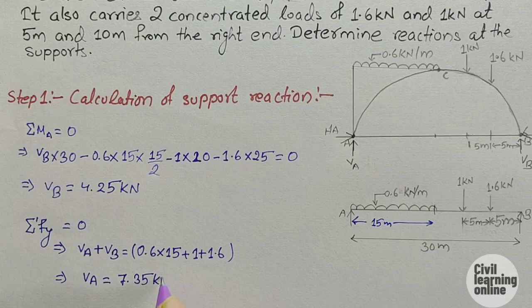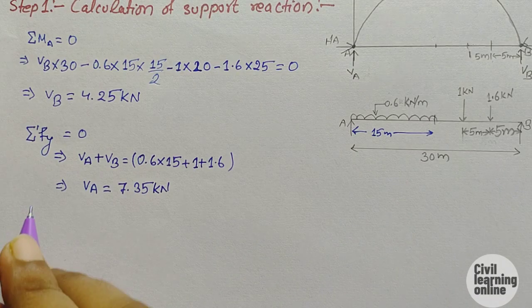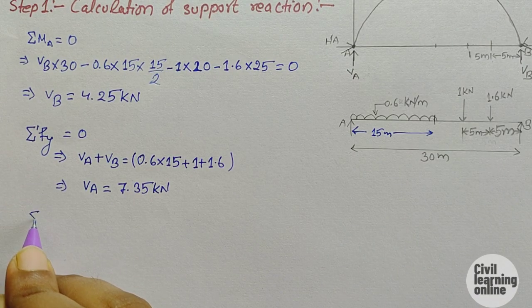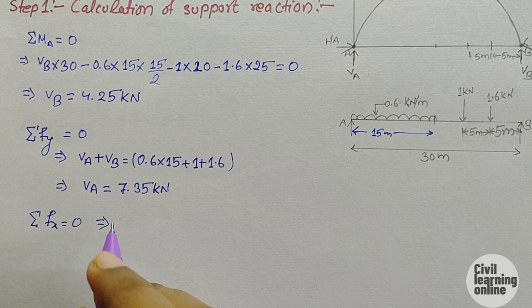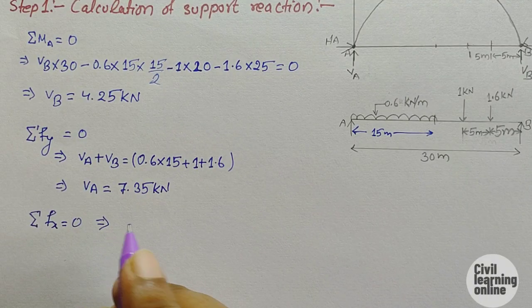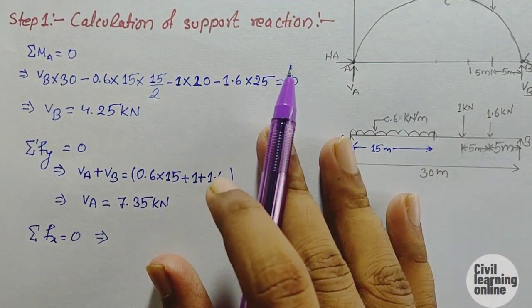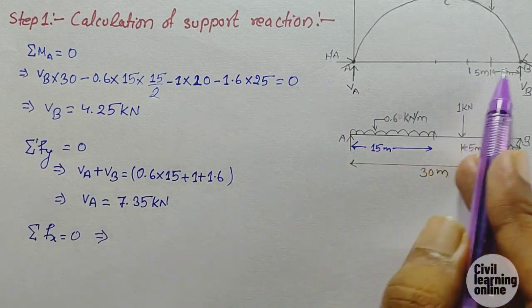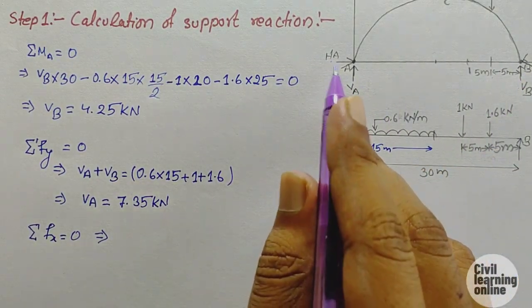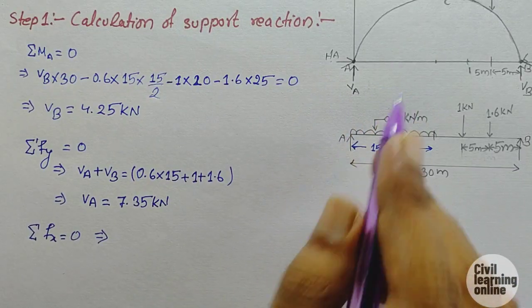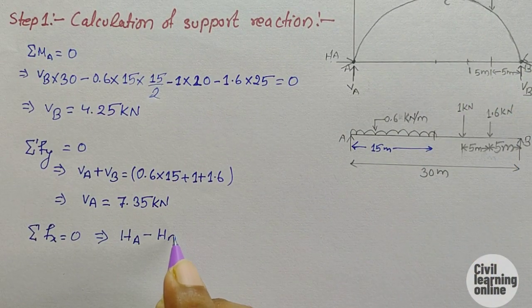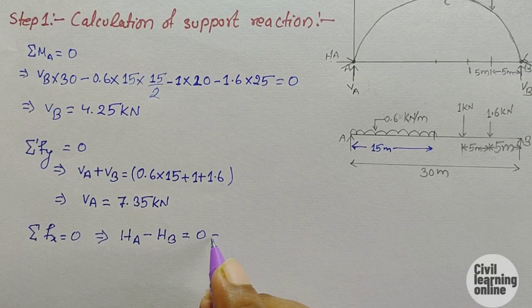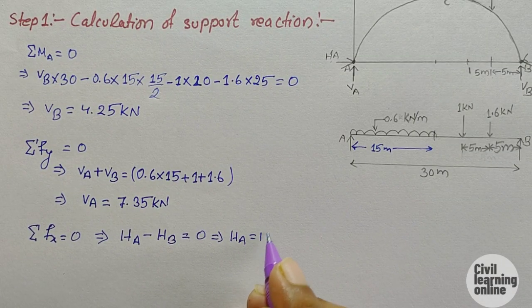7.35 kilonewton. Now after applying this, we have one more condition of static equilibrium, that is summation Fx equals to 0, means sum of the forces in x direction or horizontal direction is 0. The forces acting in horizontal direction are mainly HA and HB. So HA is acting towards the right hand side, so it will be positive HA, and HB is acting towards the left hand side, so it will be written as negative HB, equals to 0. And from here we will have HA equals to HB.